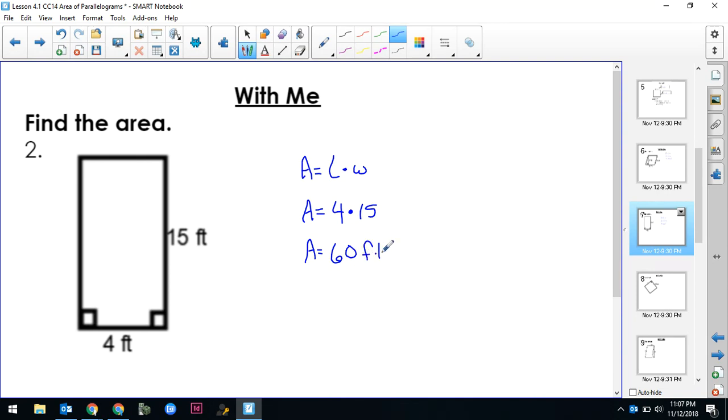Again, we're going to pull the feet right out of the picture. We're going to add a little 2 to show it is area, feet squared. Take a look at your work. Formula first, substitution second, answer with a label, and of course, all lines start with A equals. Okay, let's go to the third one.